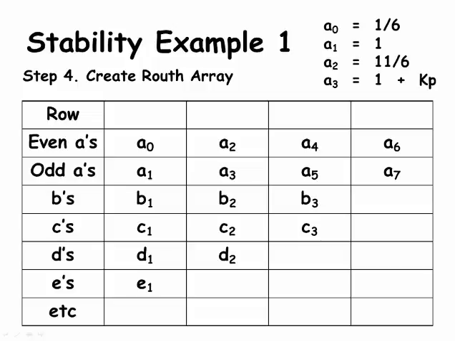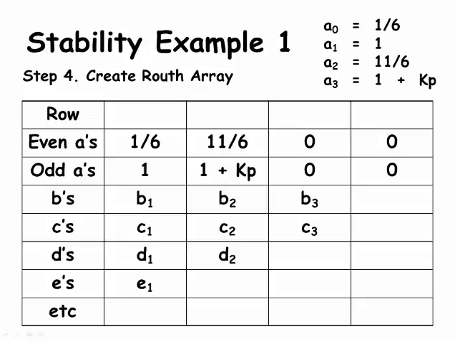The first row has the even-numbered a coefficients from the characteristic equation, so it lists a0, a2, a4, and on and on. The second row has the odd-numbered coefficients from the characteristic equation, so it lists a1, a3, a5, and on as needed. The next row will be calculated coefficients labeled as b's. The next row will be calculated coefficients labeled as c's. This slide shows the Routh array with the first two rows filled in.